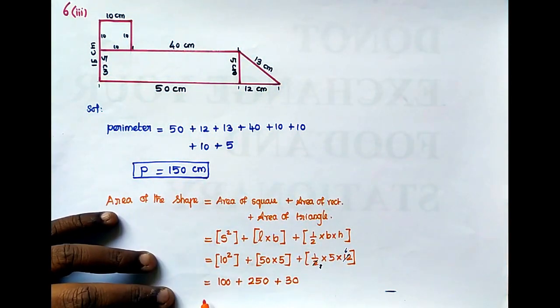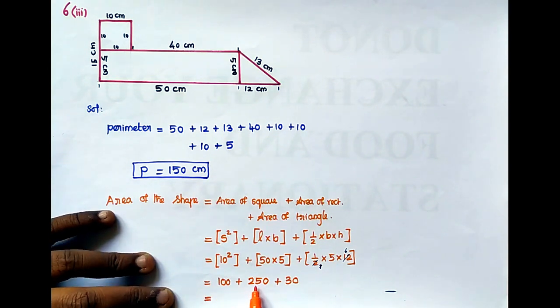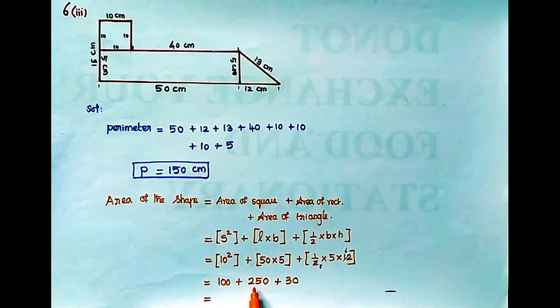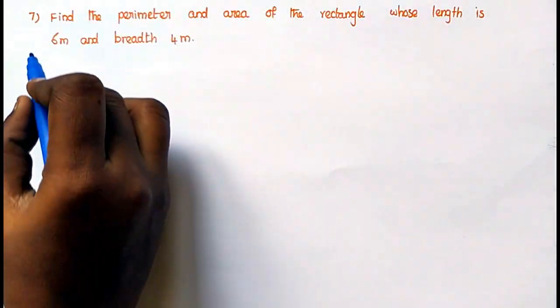What is the answer? 100 plus 250, 350, 380. 380 centimeter square, that is the area of the shape. That is the answer.